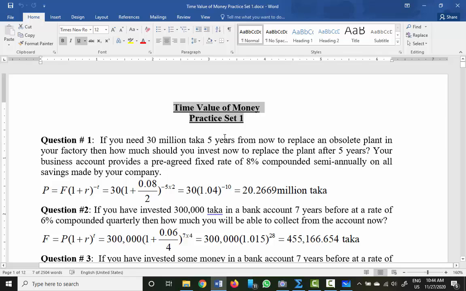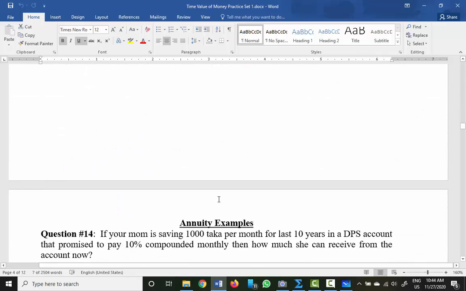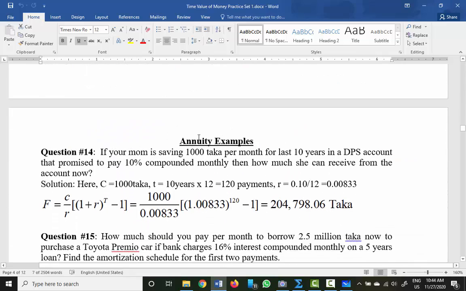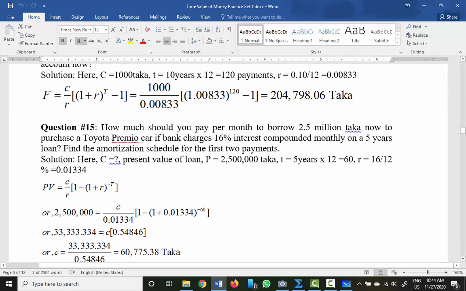In this practice set 1 you will find some solved question set. So let us start with question number 15. From annuity examples we will solve some annuity example, as I said before. So let us start with question number 15.